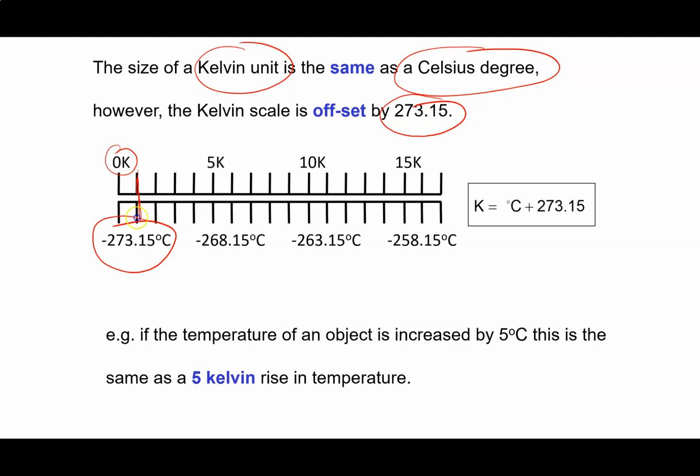But what you see is that the sizes of the units are the same. Now this is cool because if you're looking at a change in temperature, you don't have to do any conversion. If an object increases its temperature by 5 degrees Celsius, it also increases its temperature by 5 Kelvin. So that's cool. The change on the Kelvin scale, however big that is, is exactly the same as the change on the Celsius scale. So that's cool, makes it a little easier.